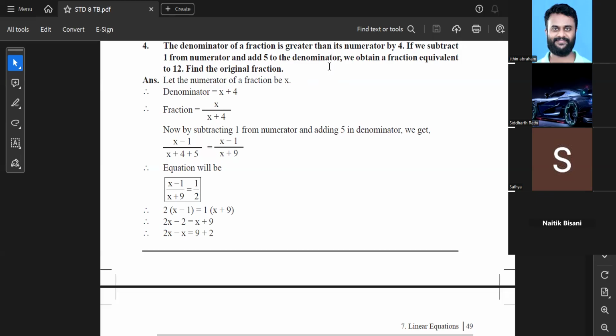Excuse me, sir. Yeah. Tell me. It is not 12. It is 1 by 2 in my book. Oh yeah, it makes sense actually. Here also it's 1 by 2. So it's a printing mistake. Thank you.